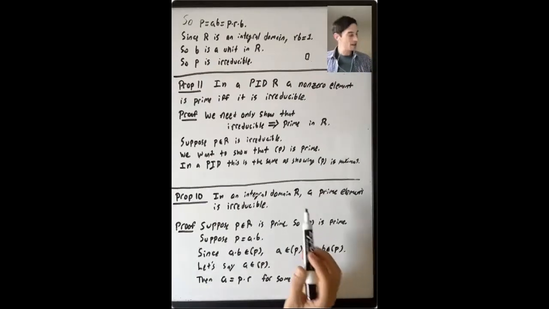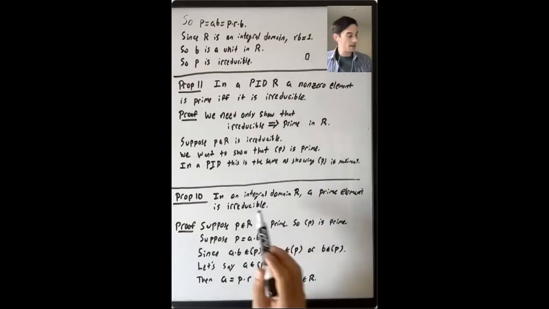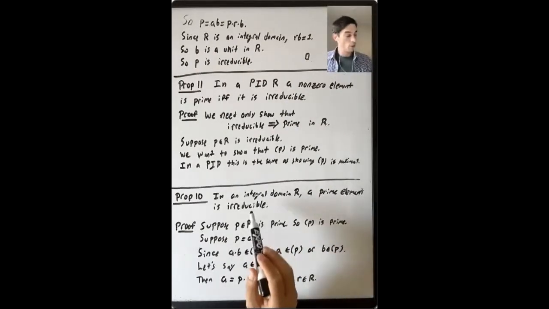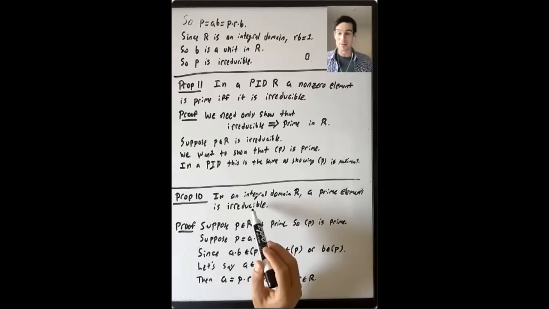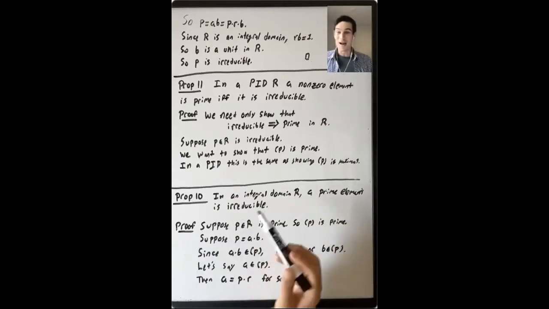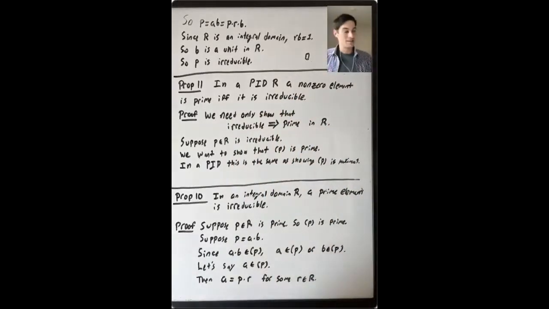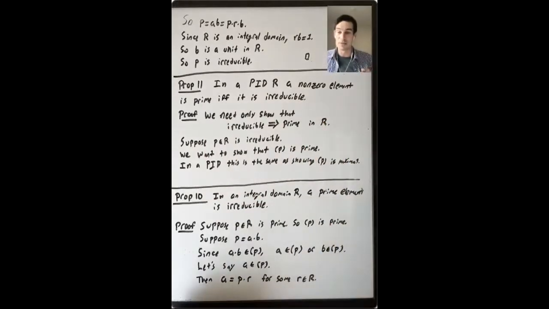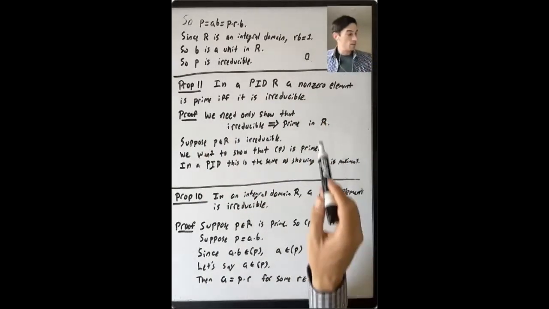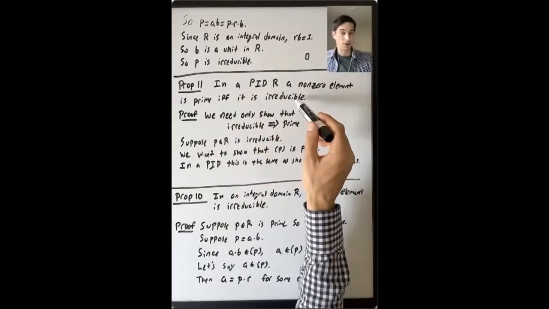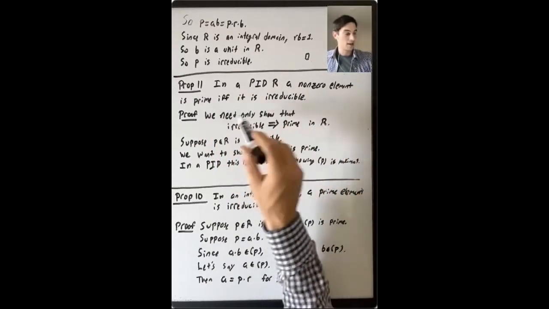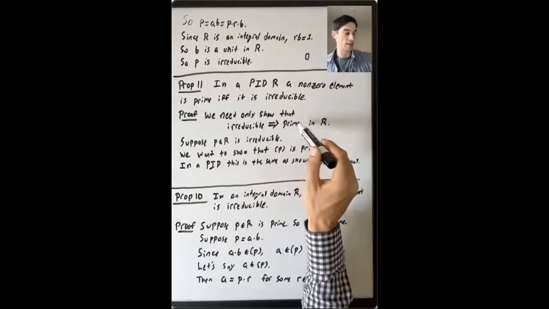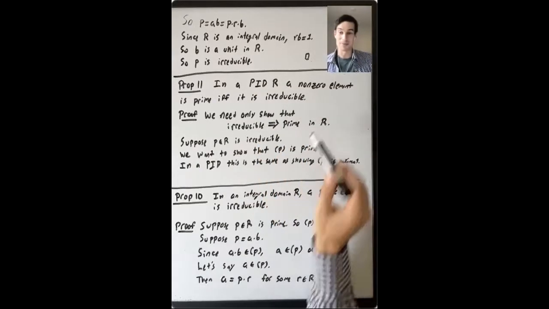Okay, so we know that in any integral domain, a prime element is automatically irreducible. Well, what about going the other way? If you're an irreducible element, are you prime? And in a PID, these two concepts are the same. So proposition 11 says that in a PID R, a non-zero element is prime if and only if it is irreducible. And since we know that if you have a prime element, it is irreducible, all we have to do is show the other way, that irreducible implies prime in this ring R that is a PID.